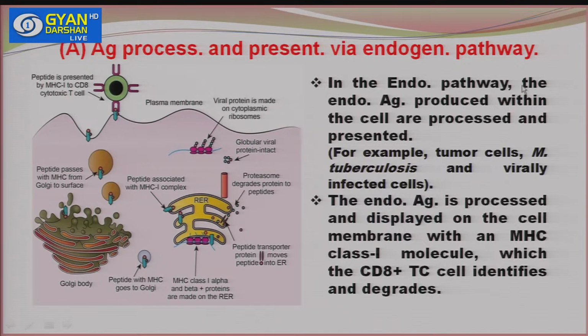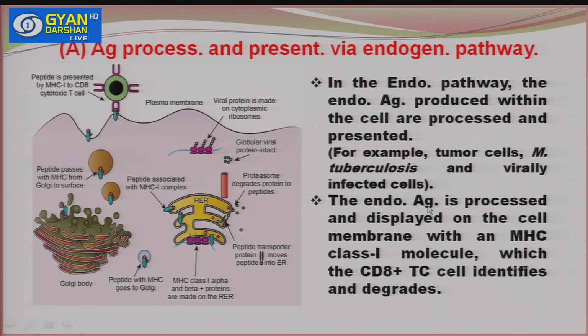In the endogenous pathway, the endogenous antigens are produced within the cells, then processed and presented. For example, tumor cells present inside the body, Mycobacterium tuberculosis which is engulfed by macrophages, and virally infected cells. Many of these cells are virally infected. So you can say it is an endogenous pathway. They will be processed and presented by the endogenous pathway.